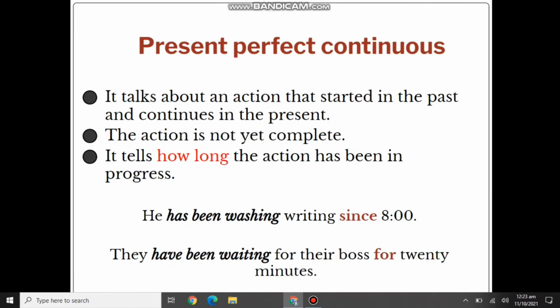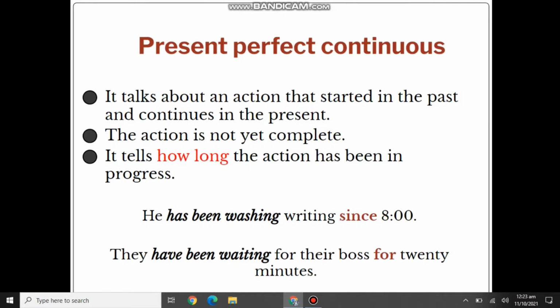Now the present perfect continuous tense. What do we talk about in the present perfect continuous? It talks about an action that started in the past and continues in the present, and this action is not yet complete. It tells how long the action has been in progress. So in this we talk about that situation or action which started in the past and continues till the present. The action is not yet complete. The action is continuous and it started in the past.